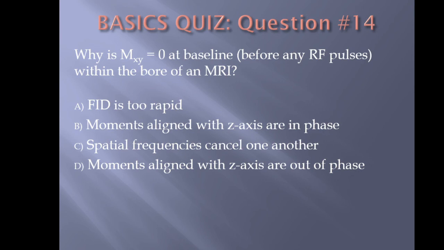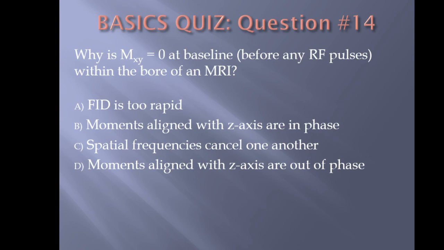Why is Mxy equal to 0 at baseline, before there are any RF pulses within the bore of an MRI? Is it because free induction decay is too rapid? Is it because the moments aligned with the z-axis are in phase? Is it because the spatial frequencies will cancel one another? Or is it because moments aligned with the z-axis are out of phase?